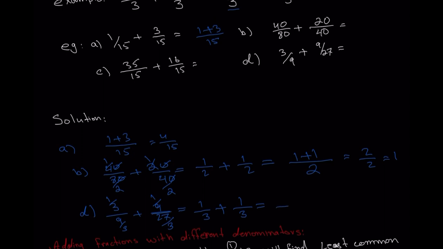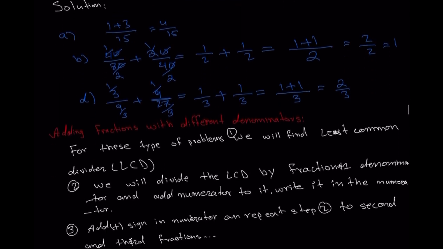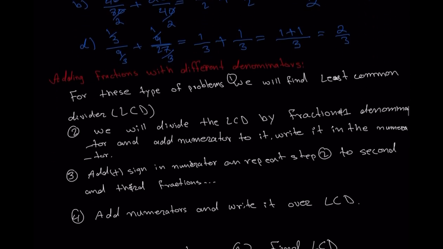So we have the same denominator. We pick one denominator and add the numerator, 1 plus 1. So that will give me 2/3. Please solve C. Solve it. See what do you guys get here. Simply pick the same denominator and add the numerator together.